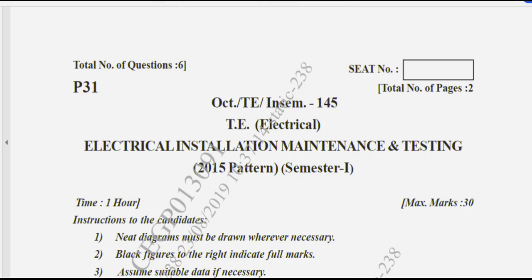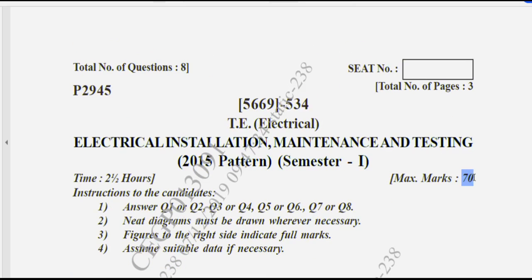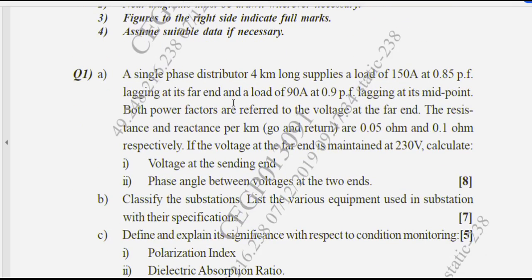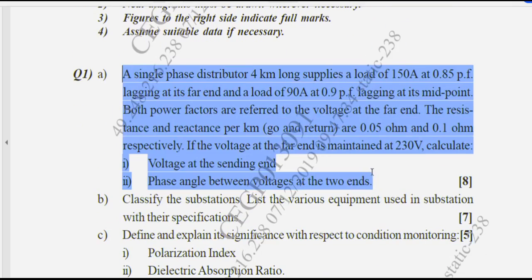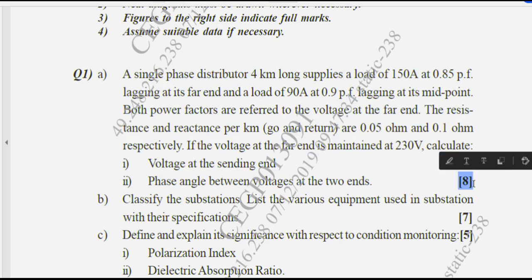Now we will go to the 70 marks paper, which is for the end semester exam. Here again they are interested in a numerical. This numerical is also simple, and they have asked to find the voltage at the sending end and the phase angle between the two ends. They have given a distributor of 4 km with load conditions, and they have given the impedance value, mentioning the resistance and reactance. This numerical carries the weightage of 8 marks.